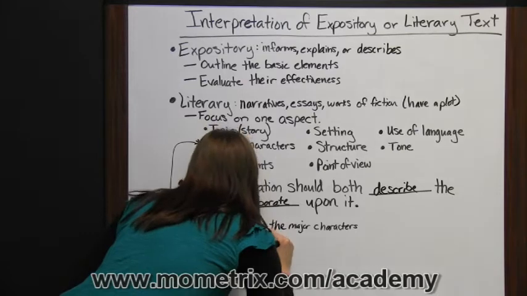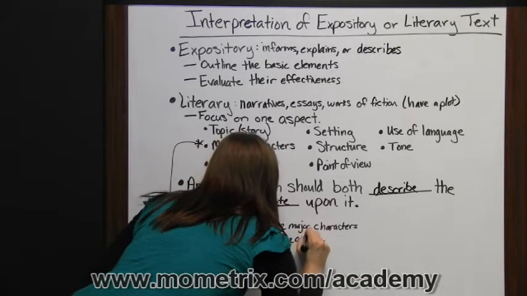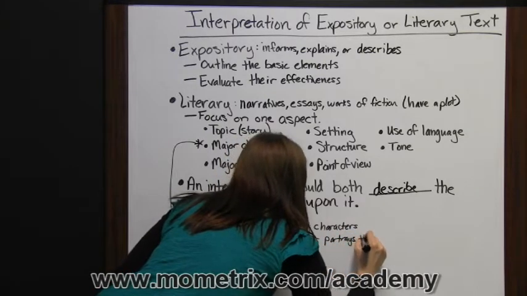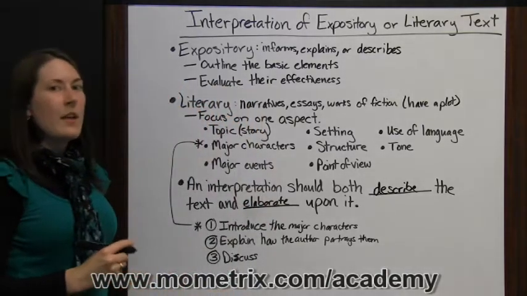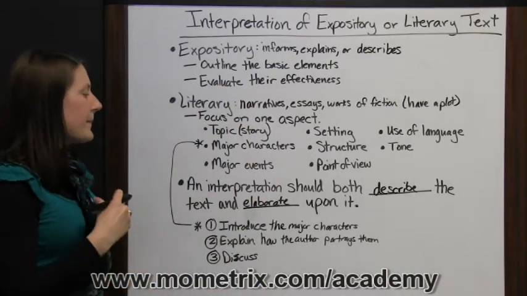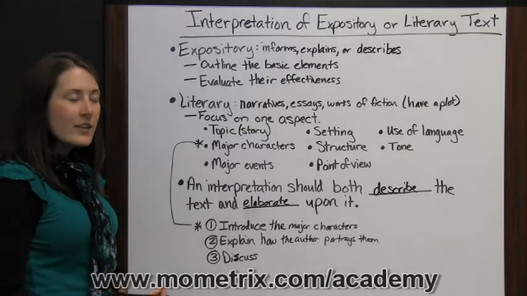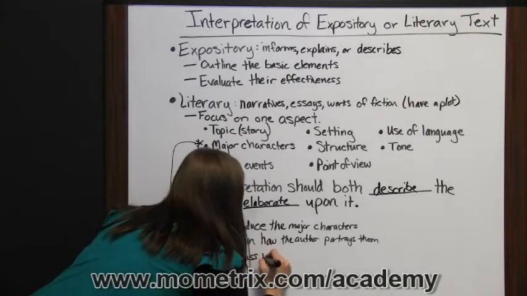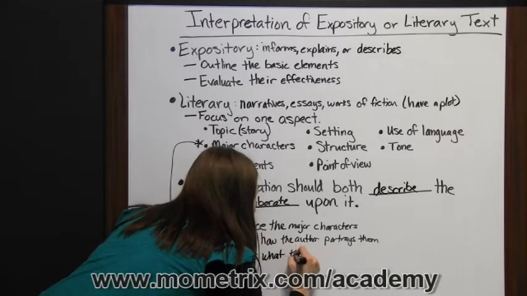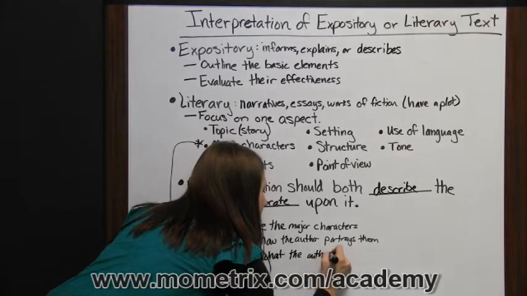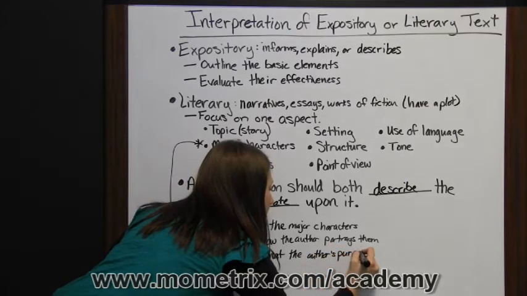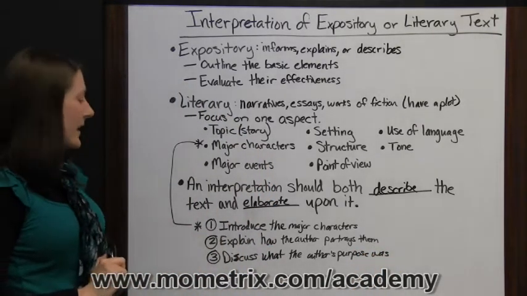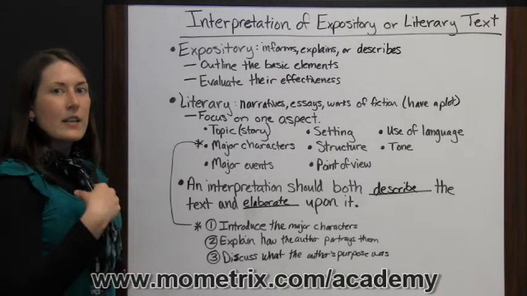Then, explain how the author portrays them. Are they liked by other characters? Are they meant to be a villain or a hero? Are they just an everyday Joe? How does the author portray these characters? And then discuss what the author's purpose was. Why did the author portray them that way? What did the author want to get across to readers?